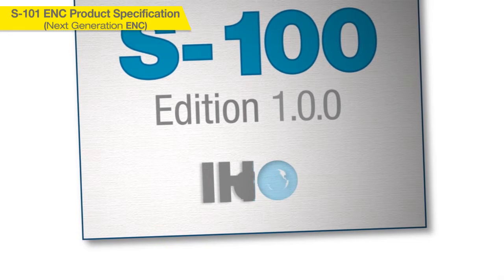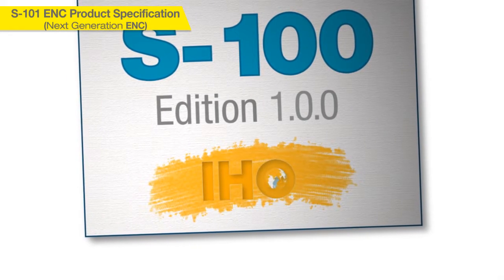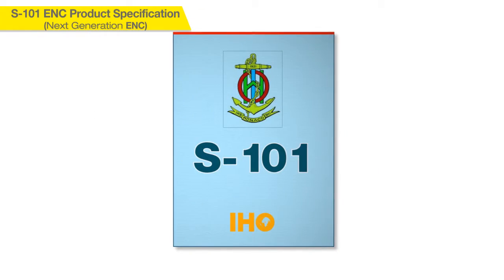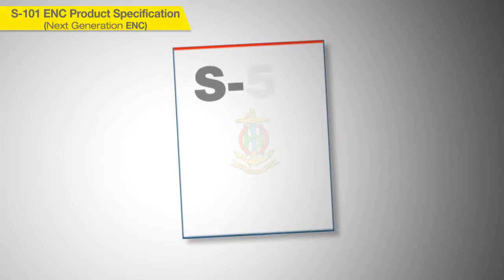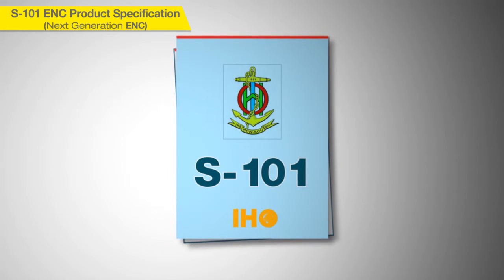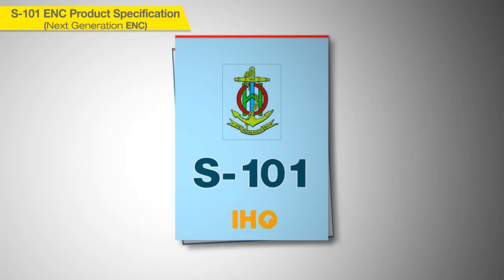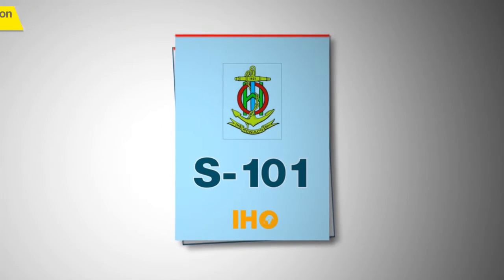One of the most representative product specifications of S100 is S101, the Next Generation ENC Product Specification. S101 is being developed based on S100, and it will eventually replace S57 in the future.